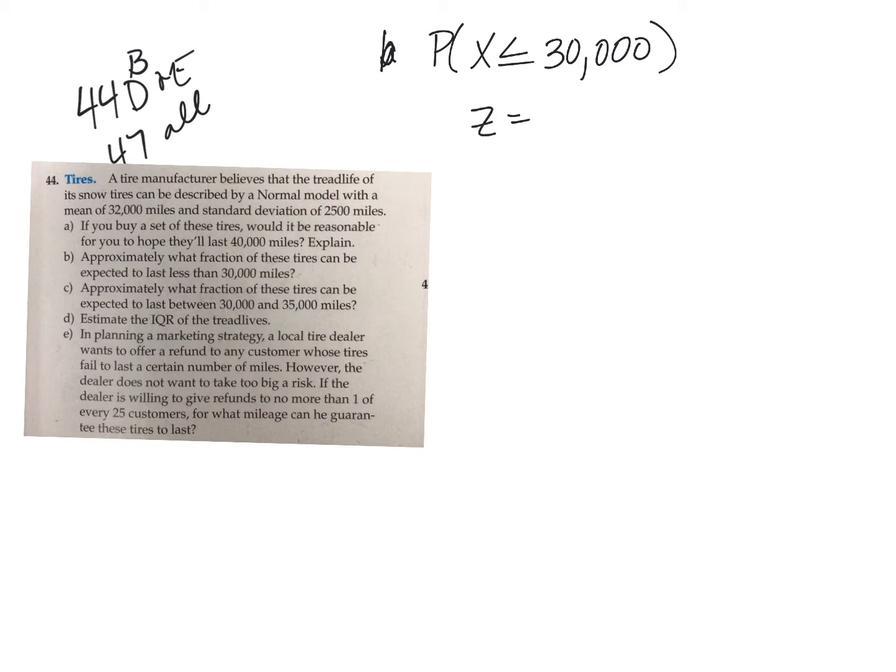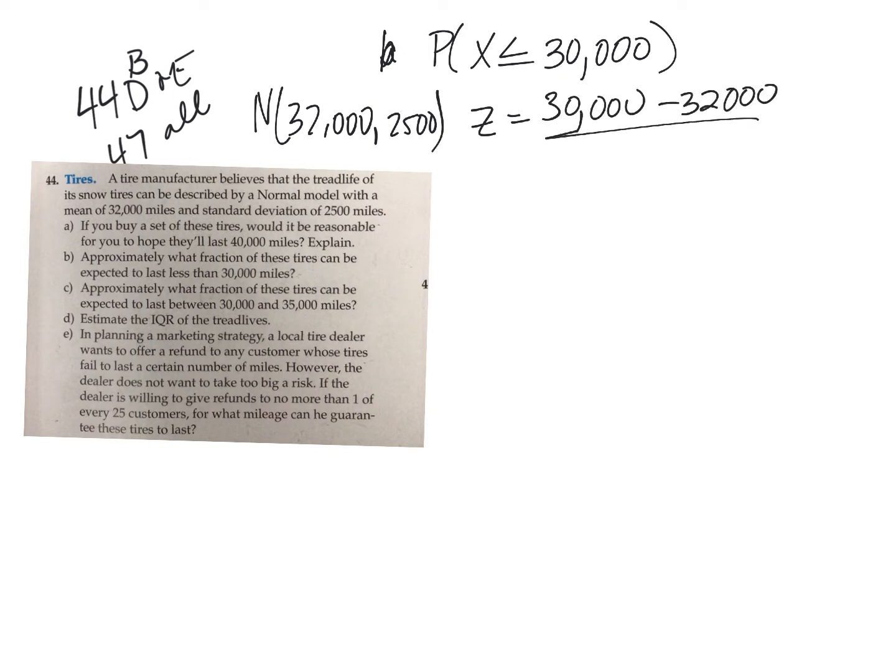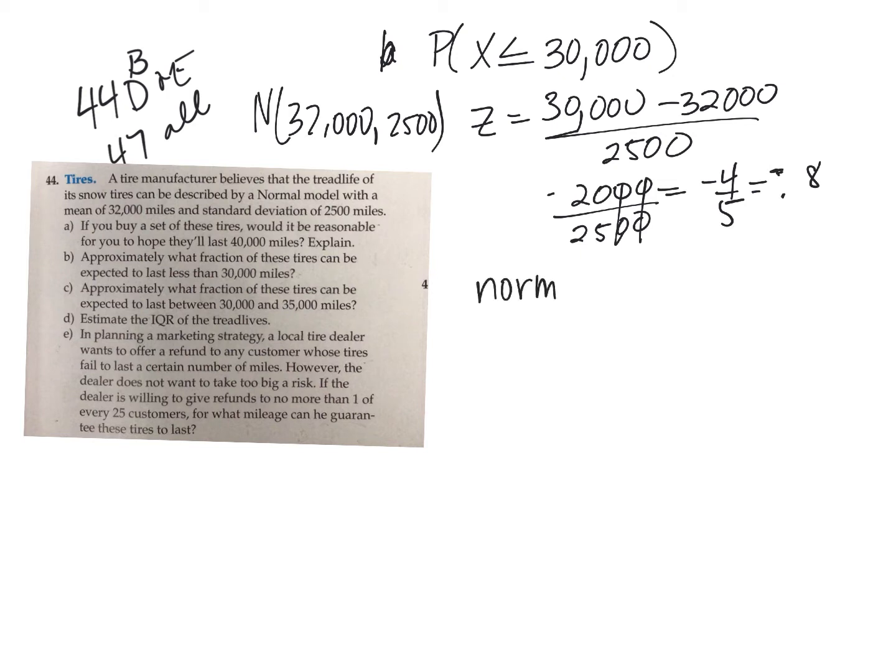So we're going to find a z-score. The normal model is 32,000, 2,500. So 30,000 minus 32,000 over 2,500, which is negative 2,000 over 2,500, which is negative 4/5, just 0.8. And so that's normal CDF. We're going to go negative 99, comma, negative 0.8. Right, negative 99 because I'm interested in less than.